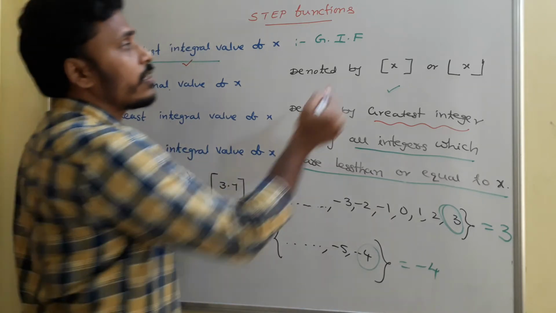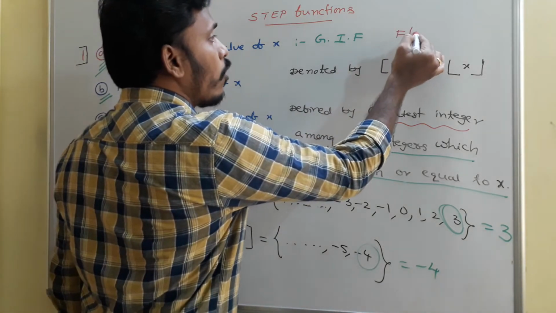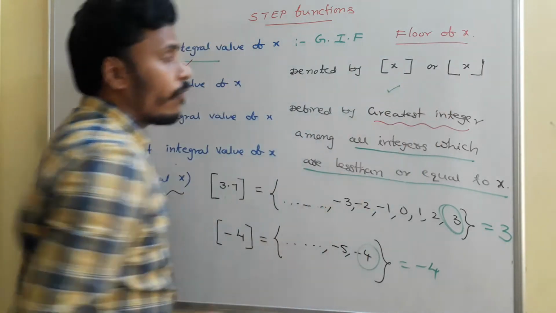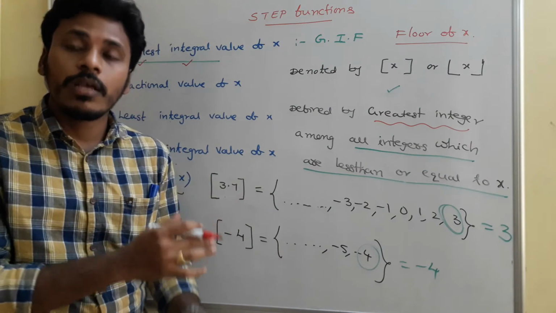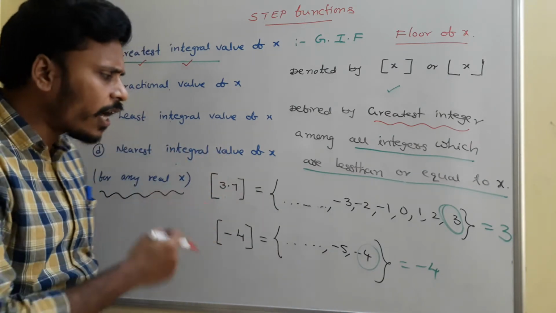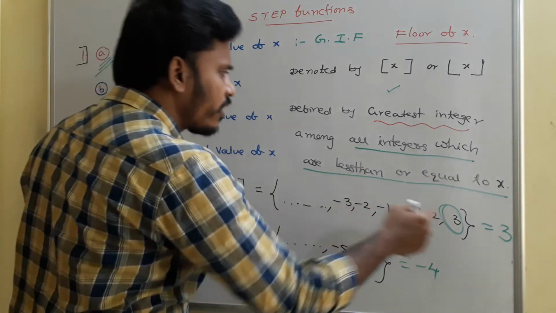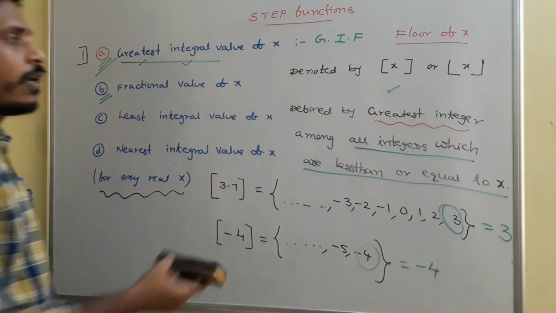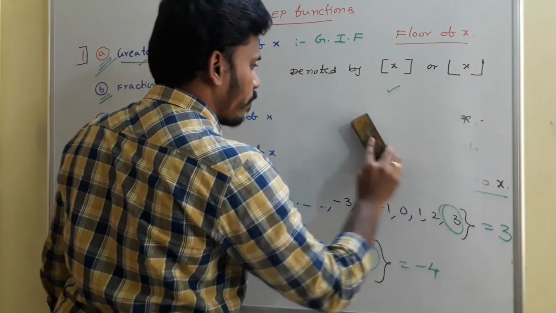Another name for this, some people may call it floor of x. Why are we calling it floor of x? Just imagine, identify all these integers on the number line. I will give you the number line representation. I am erasing this definition to make space.